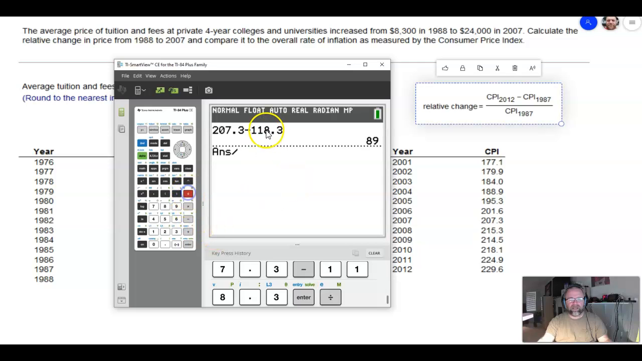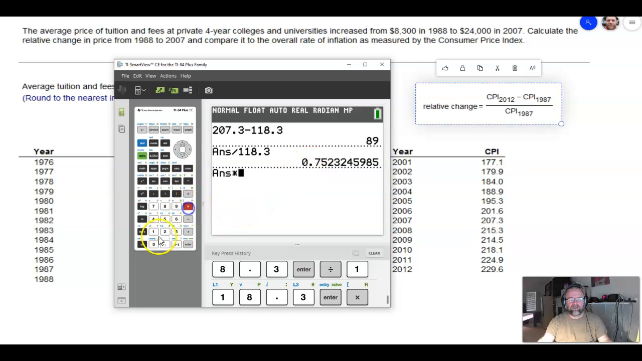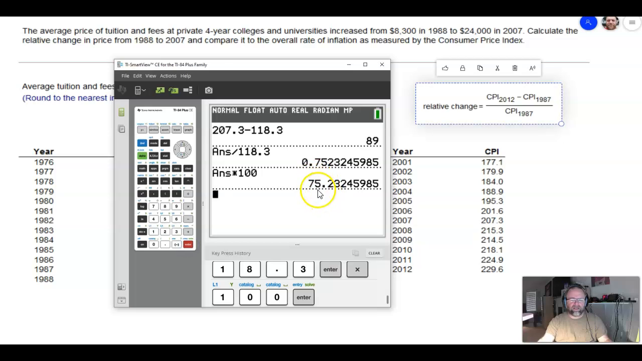And then we're going to divide that by the reference value. That's the older value, the 118.3. And I'm going to get this, and then we want to convert it to a percentage. So I'll multiply by 100. So this is going to round. If we round to the nearest integer, that will be 75%.